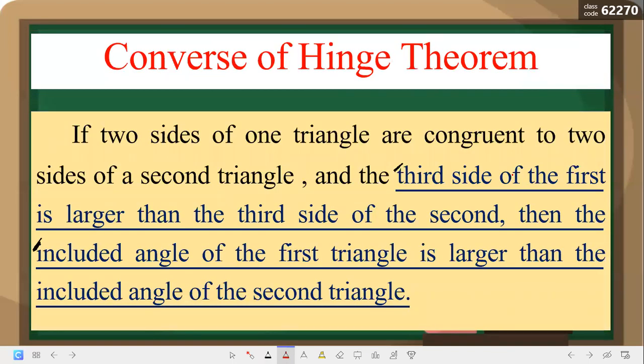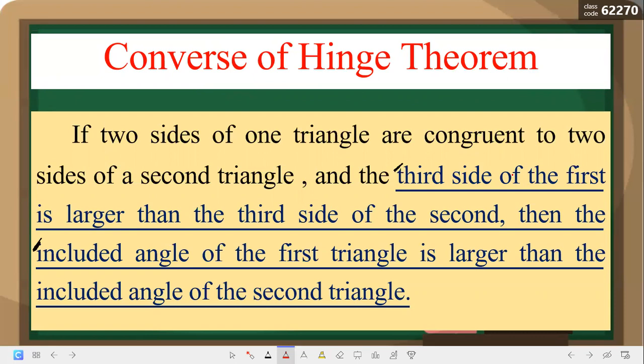And then for the last, we have the converse of the hinge theorem. When we say converse, it is the opposite. So let us state: if two sides of one triangle are congruent to two sides of a second triangle, and the third side of the first is larger than the third side of the second, then the included angle of the first triangle is larger than the included angle of the second triangle.